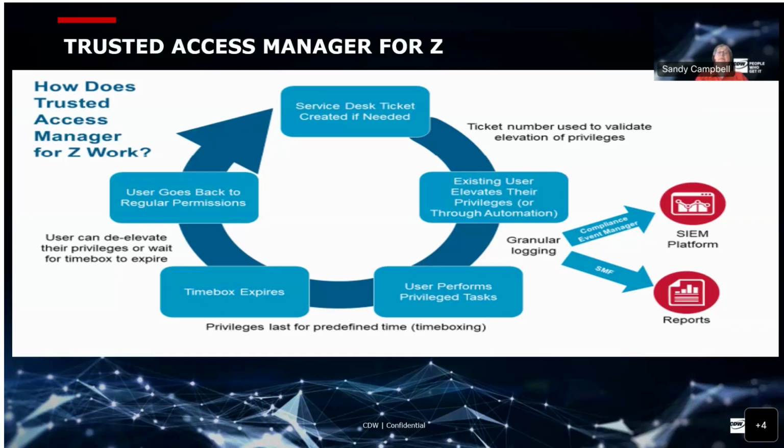The time box expires so that the privileges are removed. The user can de-elevate their privilege or wait for the time box to expire. Typically, we waited for the time box to expire, and then you go back to your regular permissions. It's a nice way to take away privileges and only have what you need when you need it.